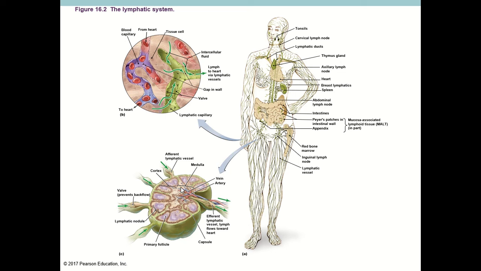Why are lymph nodes important? Well, because they act as filtering systems for plasma, and blood for that matter. So they filter blood and plasma by using lymph fluid, and they help blood get rid of microorganisms that might be infecting the body.